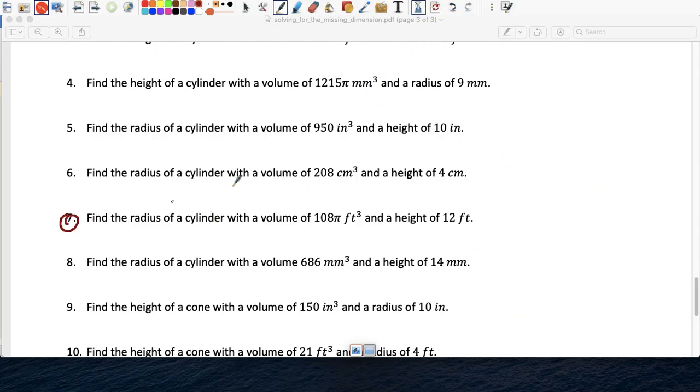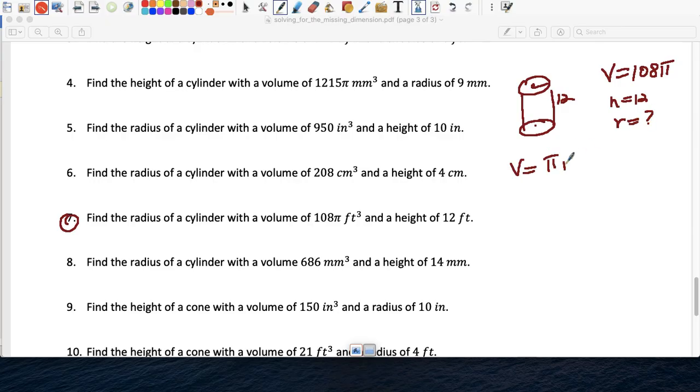Number 7. Let me circle because I keep forgetting where we are. So again, another radius problem. So here's the radius. I don't know what it is. I know the volume is 108 pi. The height is 12. And the radius is unknown. V equals pi r squared h. Sorry, volume we do know, it's 108 pi, equals pi, radius I don't know, and then the height is 12.